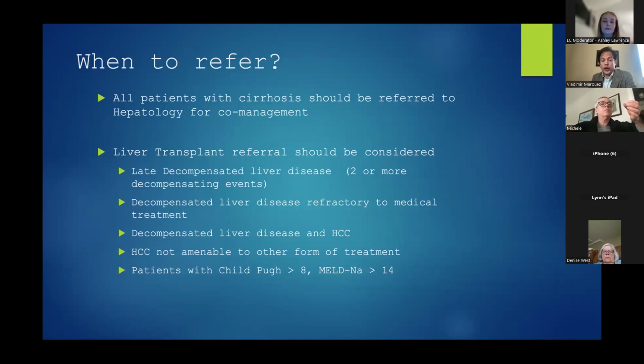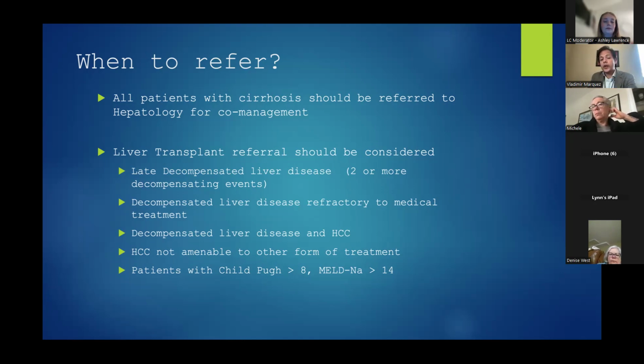When to refer to us: all patients with cirrhosis, I think, should be referred to someone with hepatology training for co-management. When should we consider liver transplantation? It's a big question, knowing that liver transplant is not necessarily possible in everyone, and that we don't necessarily have the organs for everyone with chronic liver disease. We have long waiting lists.